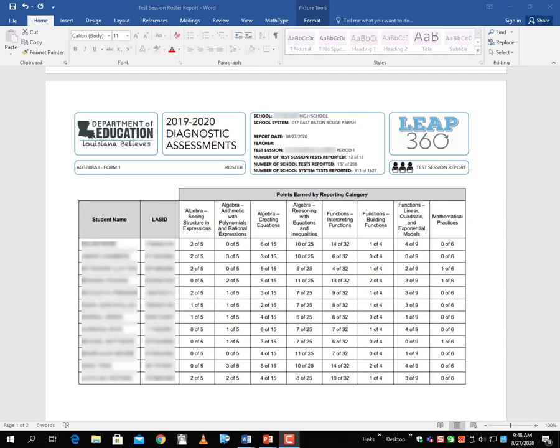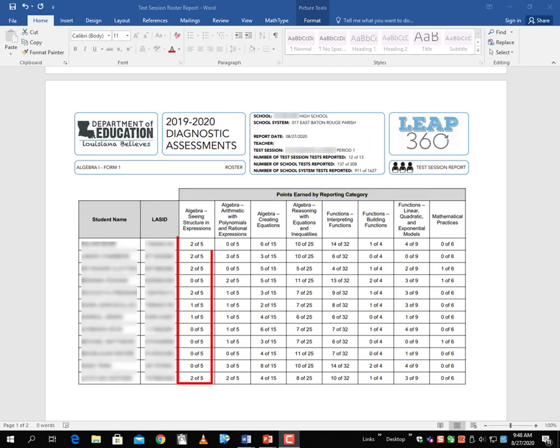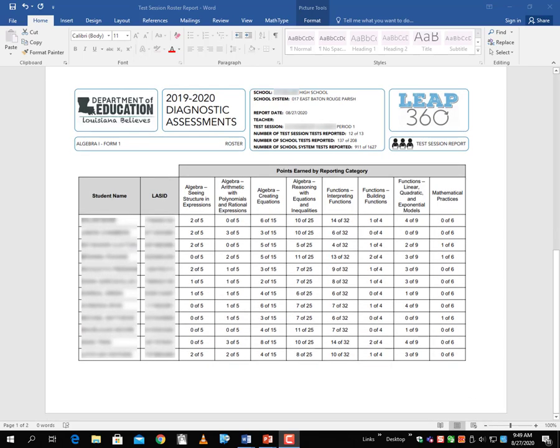So you have the student's name, the LACID, and then here are the reporting categories for Algebra 1. So you have C in algebra, structure and expressions. There were 5 points, and it indicates how many of those points the student received. The same thing for algebra, arithmetic with polynomial and rational expressions. Then the next one, creating equations, and so on. Okay, now if there's more than one student, they would appear on the next page.